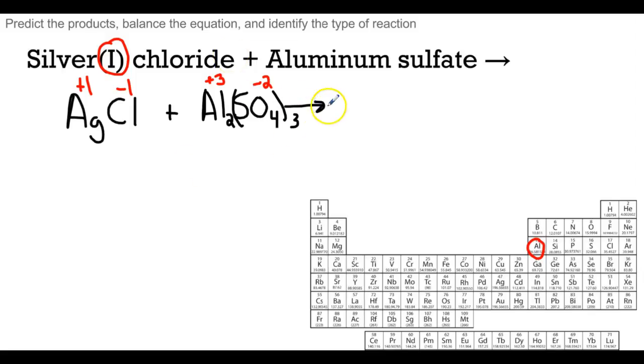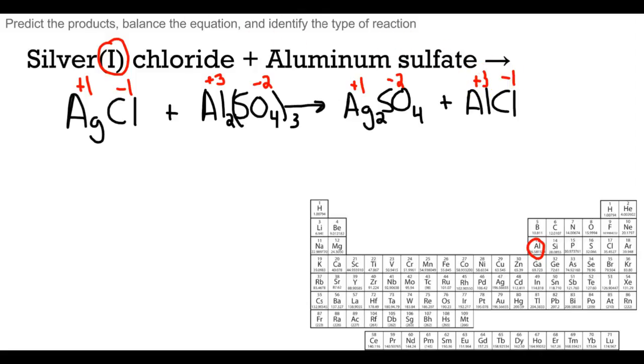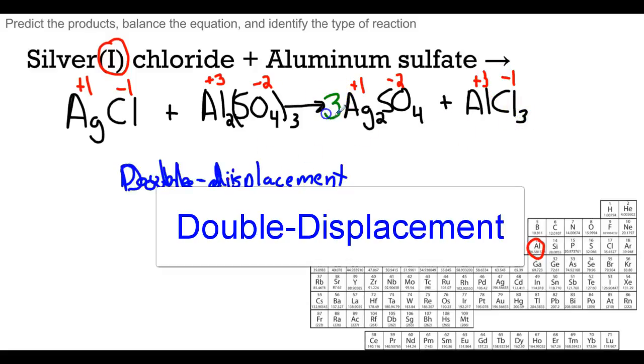Now that is going to switch around, and I'm going to be getting silver sulfate, because the silver is now going to be leaving with someone new, plus aluminum chloride. So now let's check my charges. Silver is going to be +1, sulfate is -2, so that means I need to bring that down to 2 silvers to account for that. Aluminum is a charge of +3, chlorine is -1. So what I need for that one is 3 chlorines. Now I need to balance that out. That's the double displacement reaction.